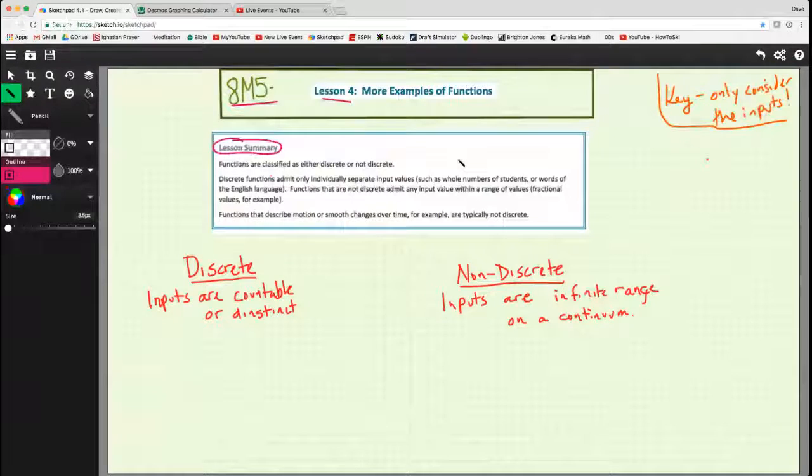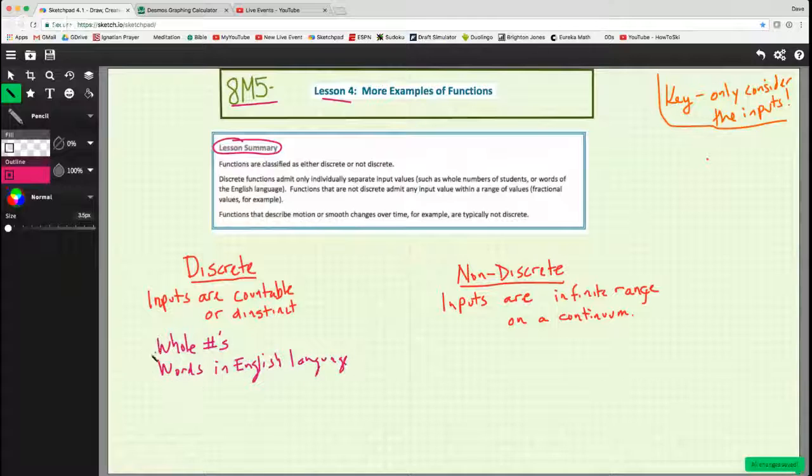So let's write some examples. Whole numbers. Words in the English language. Okay, and then some things that are not discrete are going to be like ranges. They're going to be things on an infinite range or on a continuum.